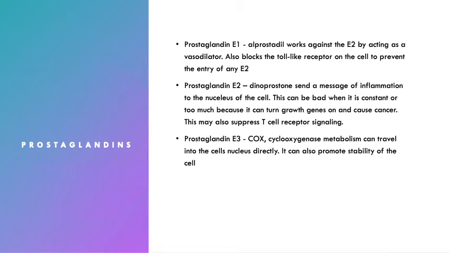Then we have prostaglandin E2, which is dinoprostone, and that sends a message of inflammation to the nucleus of the cell. However, this can be bad when it's constant, like when it's constantly happening or there's too much of it, because it can turn the growth genes on, and this can cause cancer with all that extra growth there. This also may suppress T-cell receptor signaling, so keep that in mind.